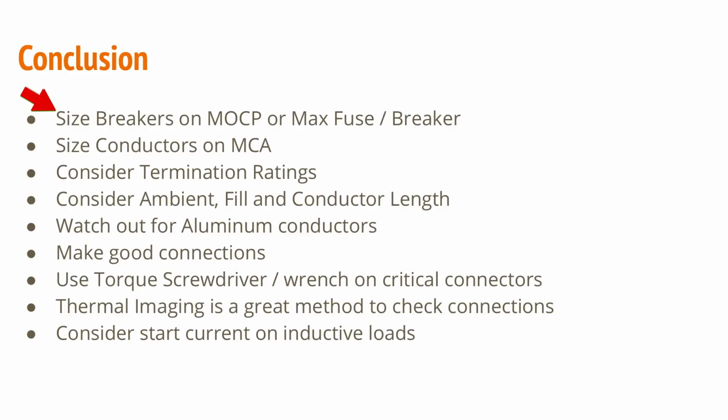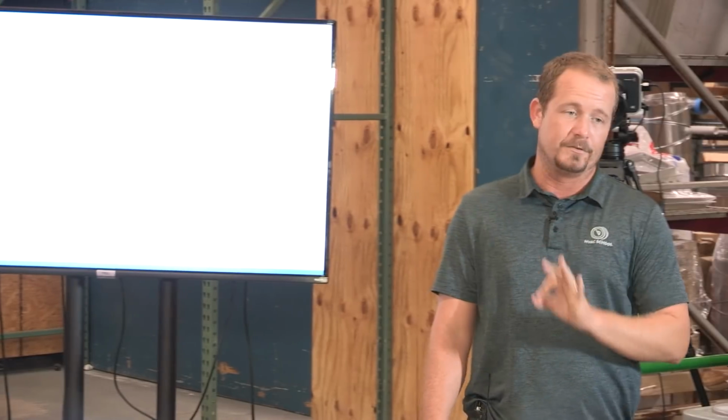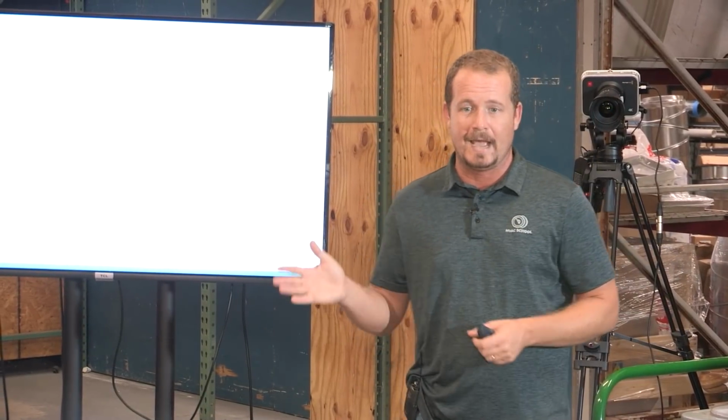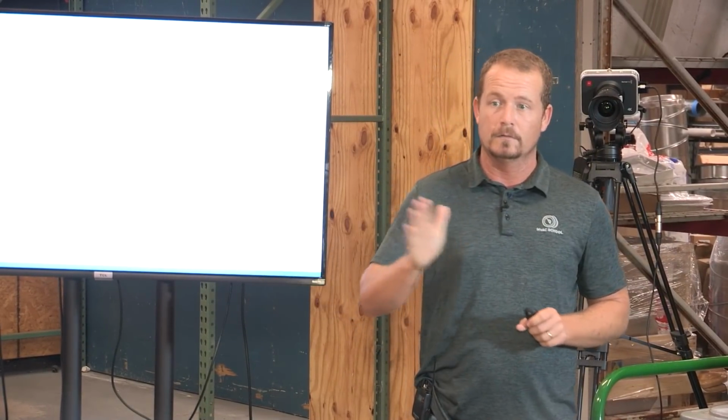Conclusion. For AC units, based on Section 440 of NFPA 70, size breakers on your MOCP or your max breaker, max fuse/breaker designation. Those mean the same thing. MOCP stands for maximum overcurrent protector. Maximum fuse/breaker obviously just means max, and it could be lower, all the way down to the rating of the wire. That would be okay, but it'd be likely you'd get nuisance trips.